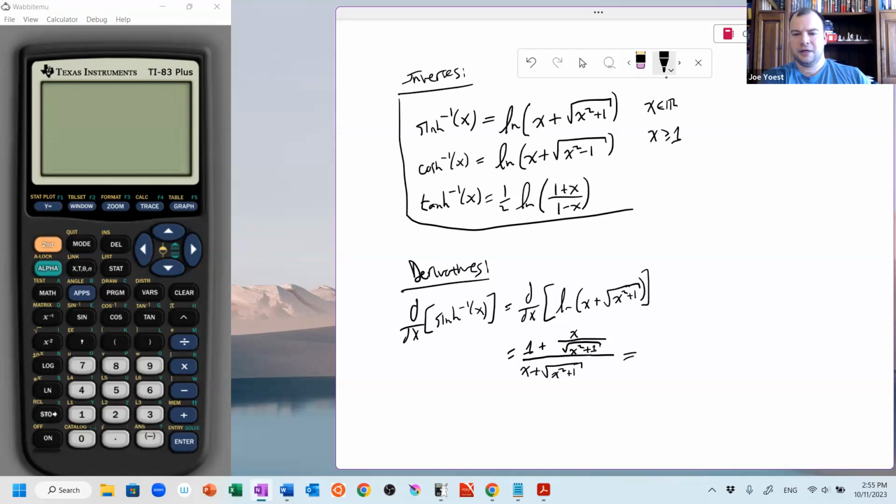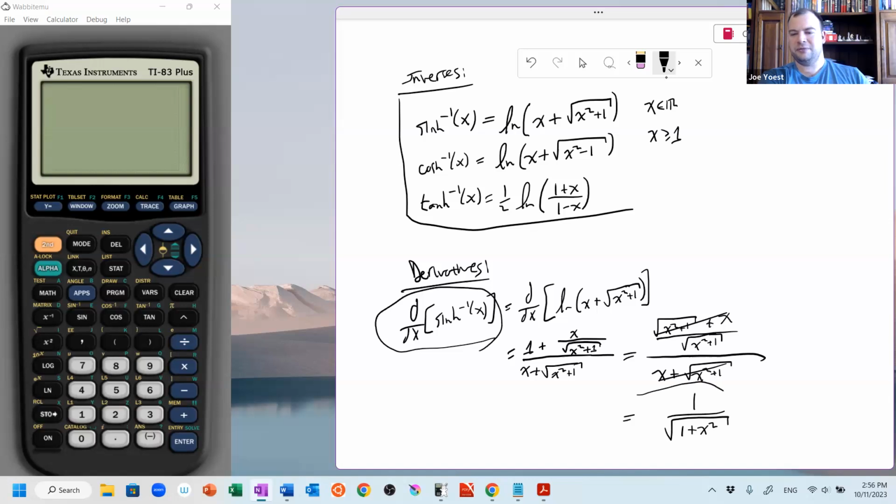And what can we do here? Maybe we can try to get a common denominator in the numerator. So in the numerator, I need root x squared plus 1 over root x squared plus 1, and then plus x over root x squared plus 1. And I note that these are going to cancel now. So I get 1 over root 1 plus x squared.